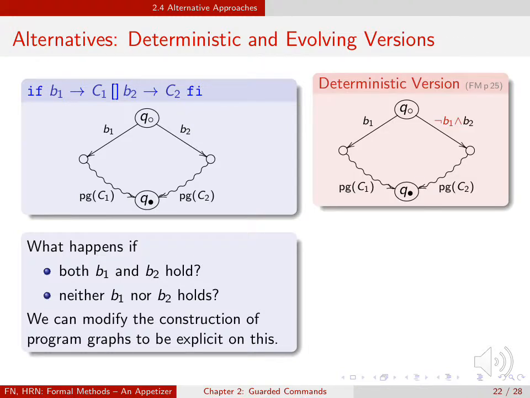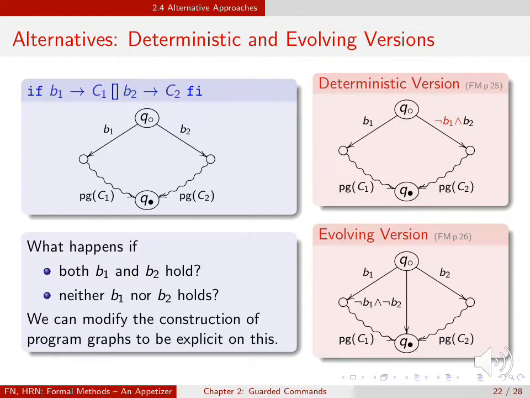If instead we want a deterministic semantics, we can modify the construction. This is shown here, where the condition for taking the second alternative is modified so that it will only be taken if the first one was not possible. This type of program graph is supported by the system by clicking the deterministic generation.